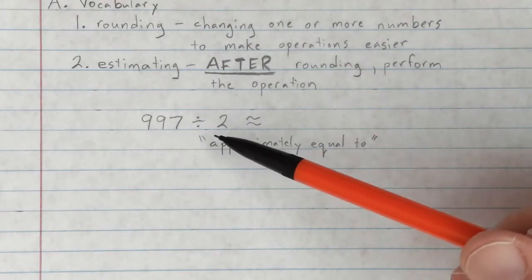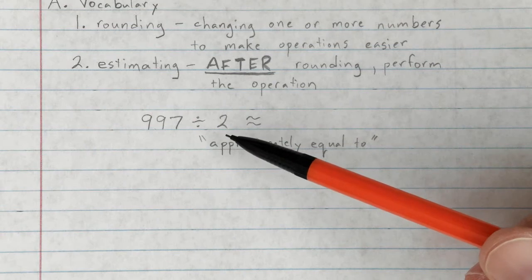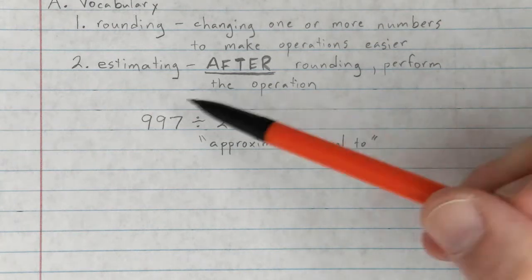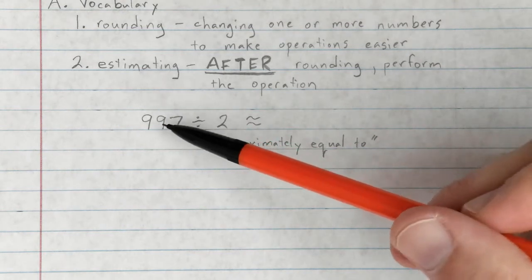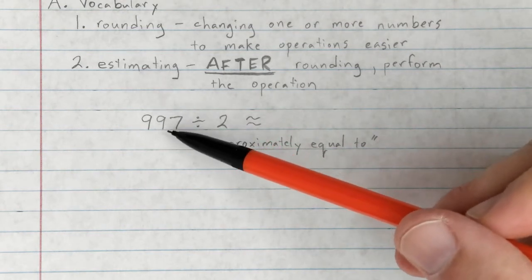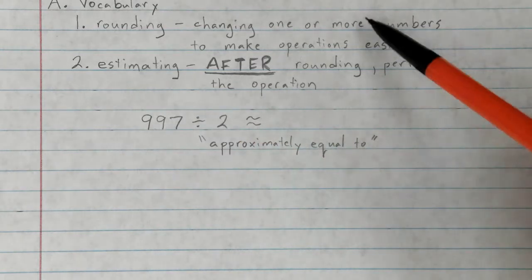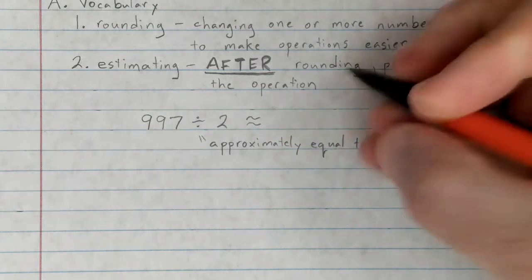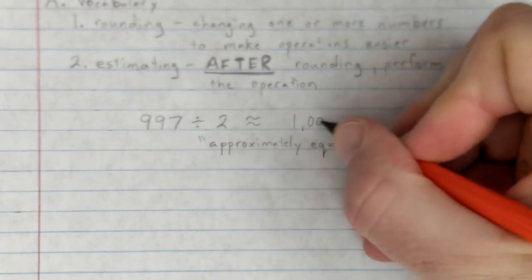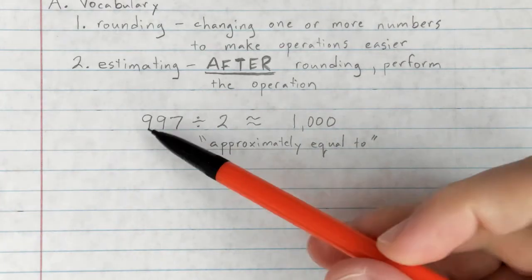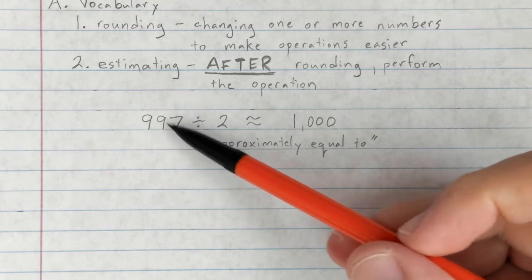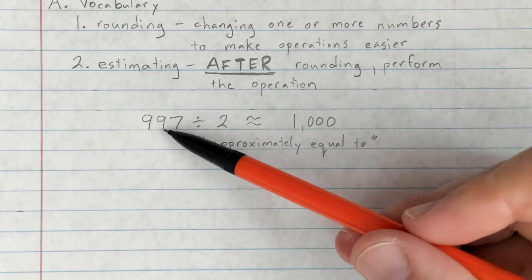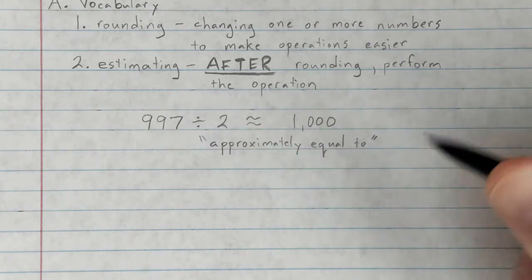Now, 997 divided by 2, again, we could do that, but it would take a minute. We'd probably have to write it out. It's usually a lot easier, 997. I'm just going to round this thing up. I'm going to round this number, just one of the numbers this time. I'm going to round this number up to 1,000. 997 is very close to 1,000. And we'll talk about the different ways to round, but trust me when I say it's pretty close.